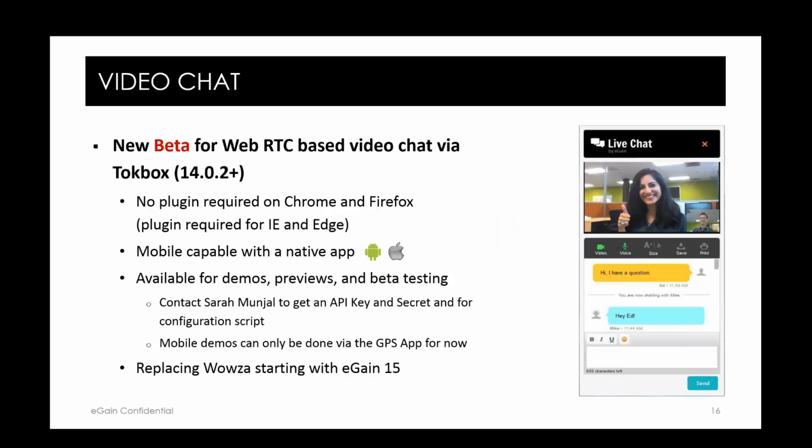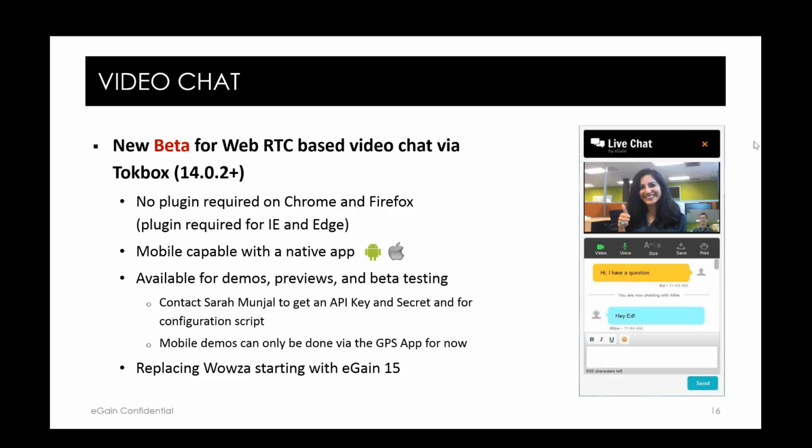Video chat. This is a topic I'm going to pause on for a couple of minutes, and I'm sure that there will be questions on this topic as well. We have had video chat since 11. It was a Flash-based plugin that you required. It was not mobile capable.